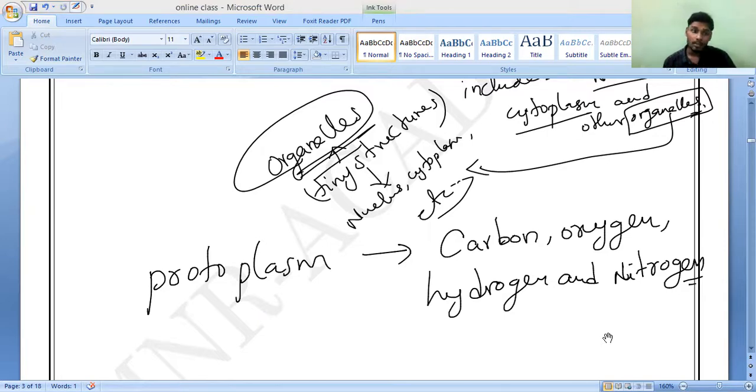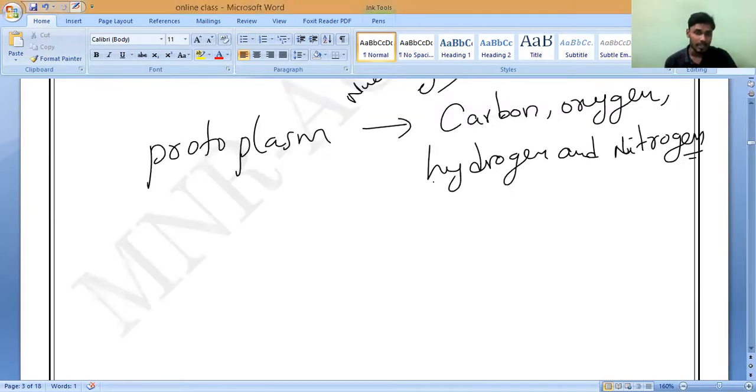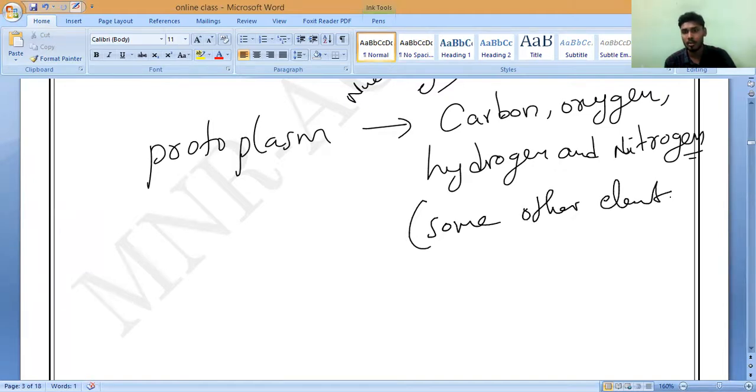It also contains some other elements, but mainly it contains only these 4 elements: carbon, oxygen, hydrogen, and nitrogen. These are called elements. Some other elements are also present inside this, but we won't carry them forward.